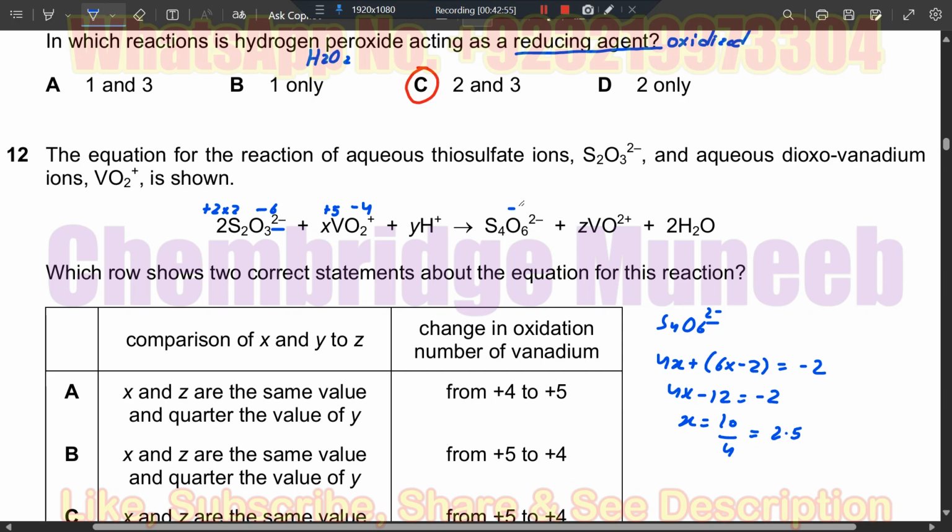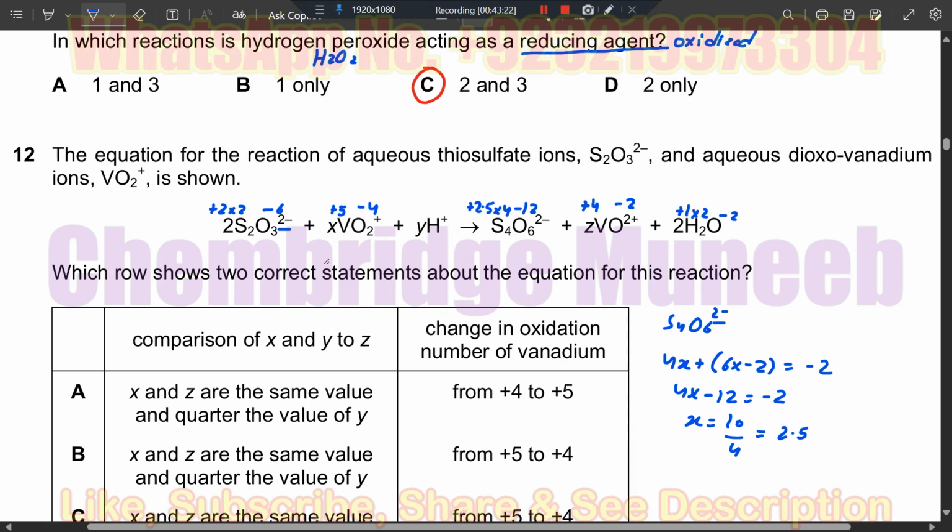For oxygen we calculated -12, and for sulfur it should be plus 2.5 times 4 atoms. Now for VO2 plus, the charge on oxygen is -2 and vanadium would give you +4, and on water it is now -2 and +1 for one hydrogen atom. Now we have calculated the charges.